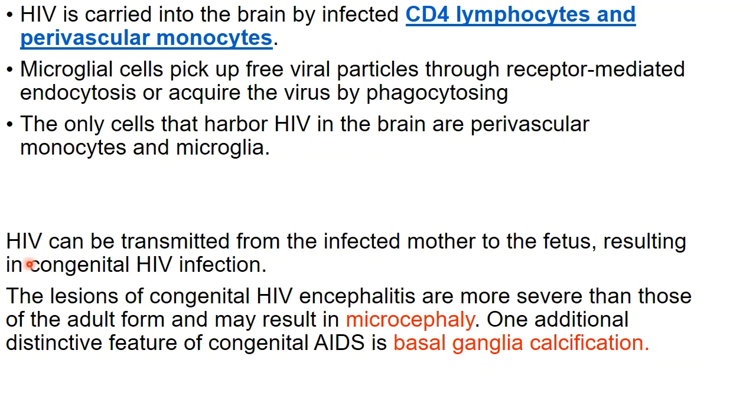HIV can be transmitted from the infected mother to the fetus, resulting in congenital HIV infection. The lesions of congenital HIV infection particularly result in microcephaly. One additional distinctive feature of congenital AIDS is basal ganglia calcification. So microcephaly with basal ganglia calcification is a characteristic hallmark of congenital AIDS.